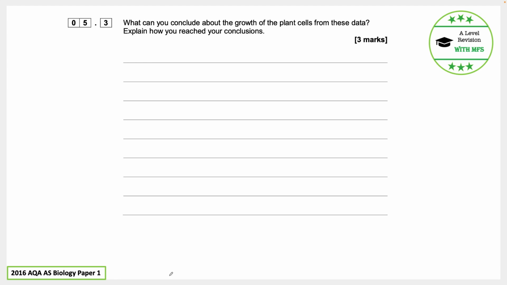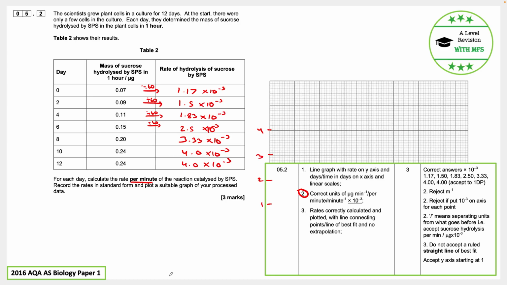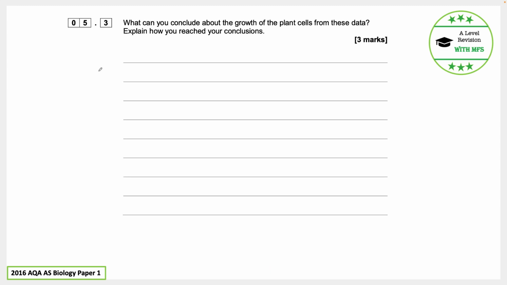Moving on to our final question. What can you conclude about the growth of the plant cells from these data? Explain how you reached your conclusion. Okay, so if we go back here, as you can see, if we look at our rate of hydrolysis of sucrose, as the days are increasing, we can see that the rate of hydrolysis of sucrose is also increasing. Biggest jump over here, and then it levels off around this place. Okay, so that's all we need to describe and explain.